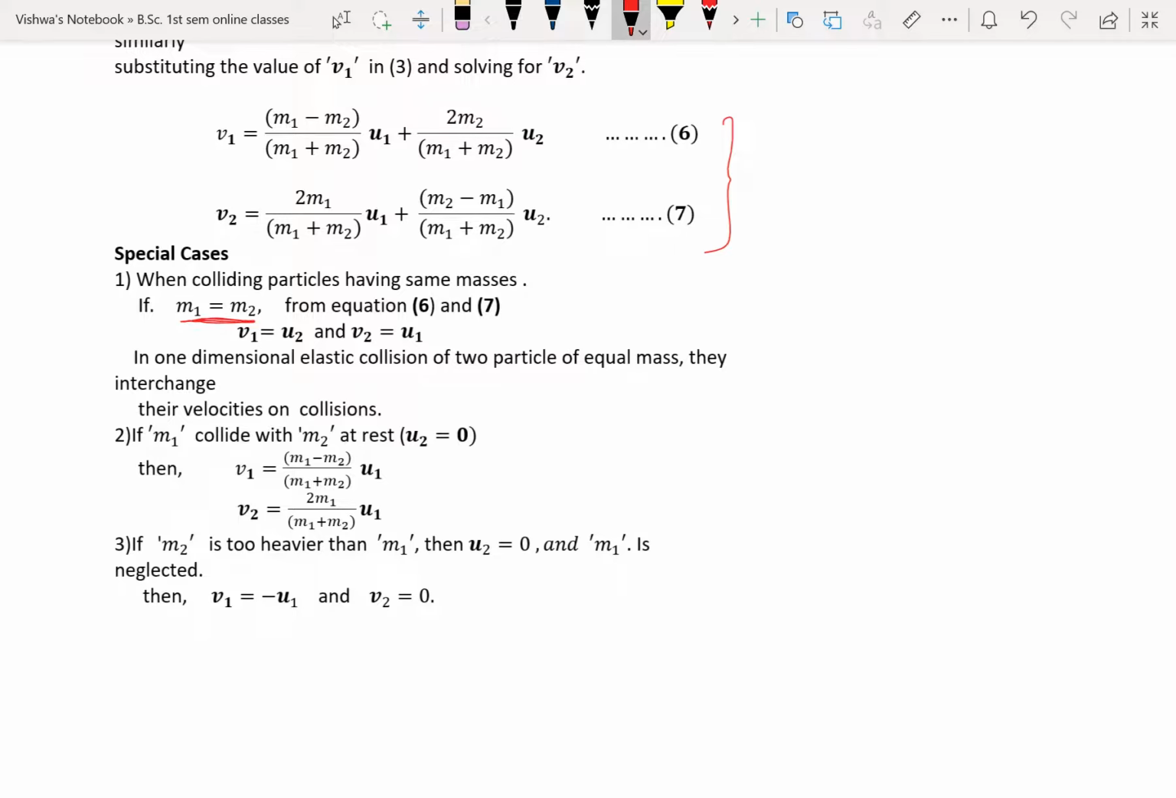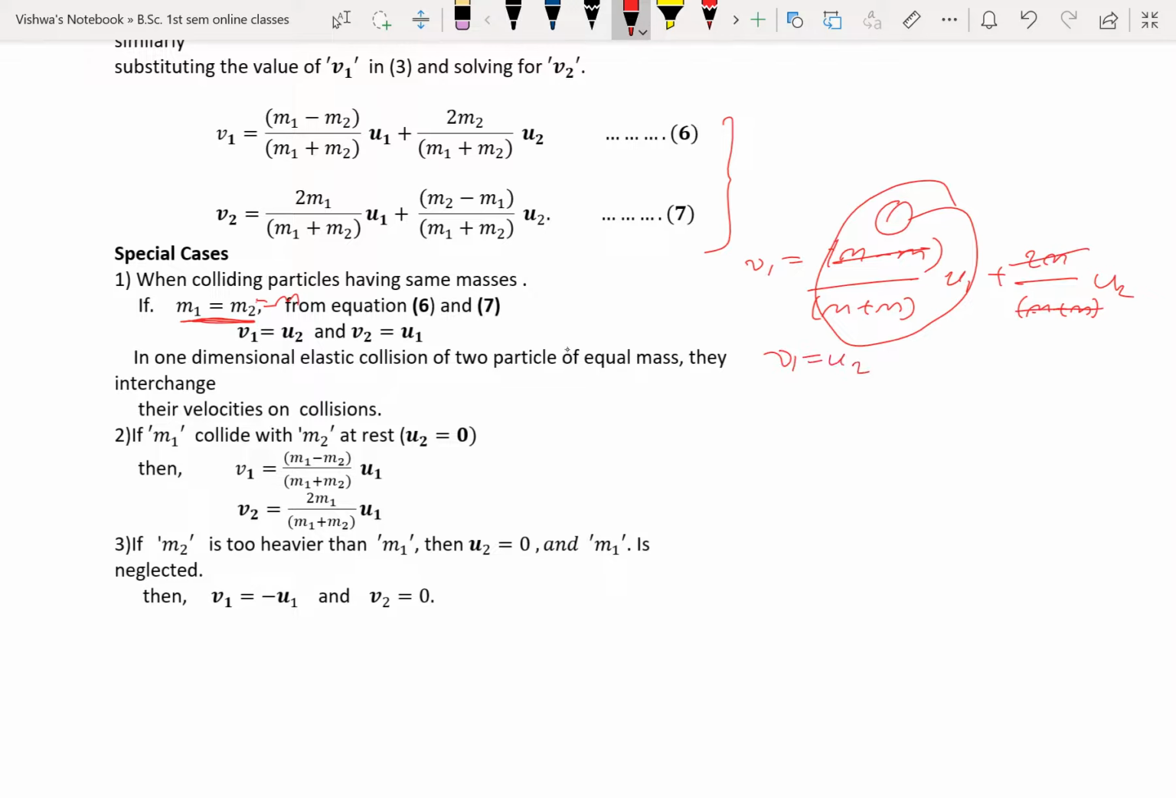When you take m1 equal to m2, equations 6 and 7 become, okay, so here p1, with m1 equal to m2, take it as m. That means wherever m1 or m2 is there, replace by m. Okay, (m minus m) divided by (m plus m) into u1, plus 2m by (m plus m) into u2. So m minus m is 0, so this whole term vanishes. Here m plus m is 2m, and the 2m cancels. What is remaining? p1 equal to u2.